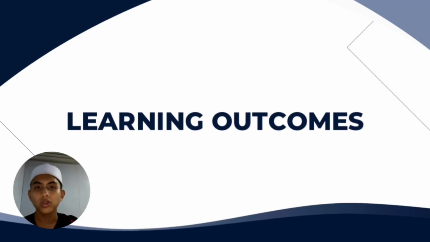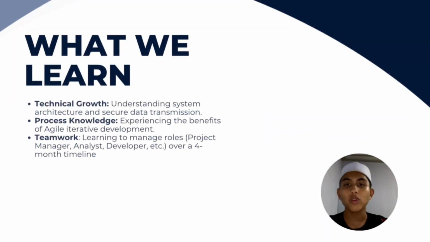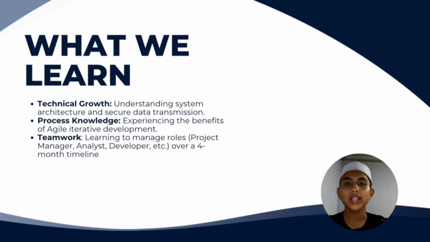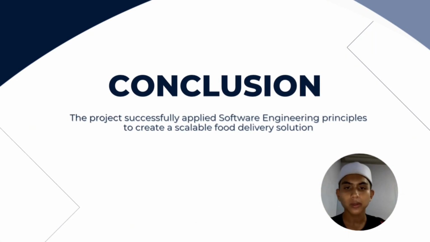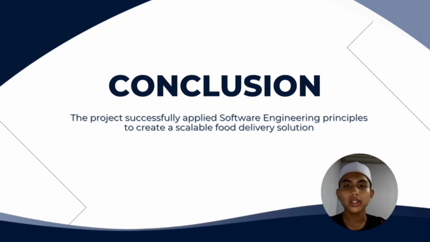Now we move to learning outcomes. What we learned: technical growth, understanding system architecture and secure data transmission; process knowledge, experiencing the benefit of agile iterative development; teamwork, learning to manage roles, project manager, analyst, developer over a four-month timeline. Conclusion: the project successfully applied software engineering principles to create a scalable food delivery solution. That's all.